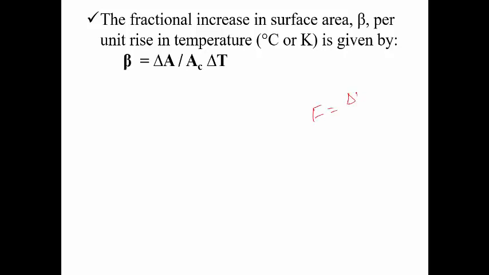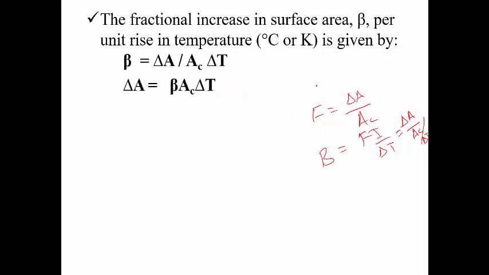Therefore, change in A over AC is the fractional increase in surface area, and the fractional increase divided by change in temperature is beta. Beta is the area expansion coefficient. Therefore this becomes change in A over AC, the whole over change in T.